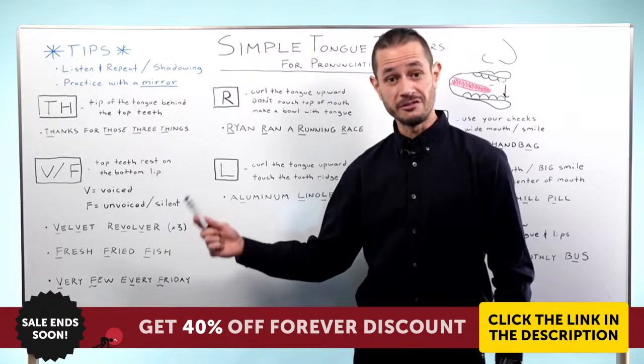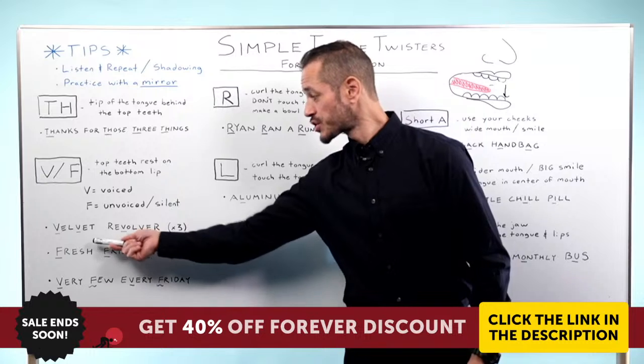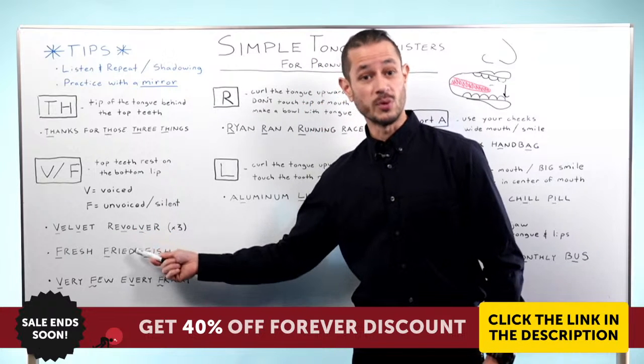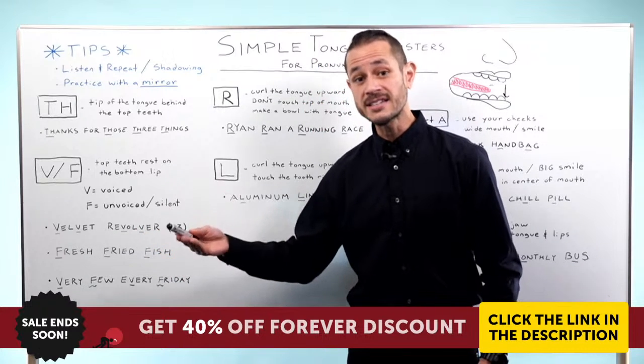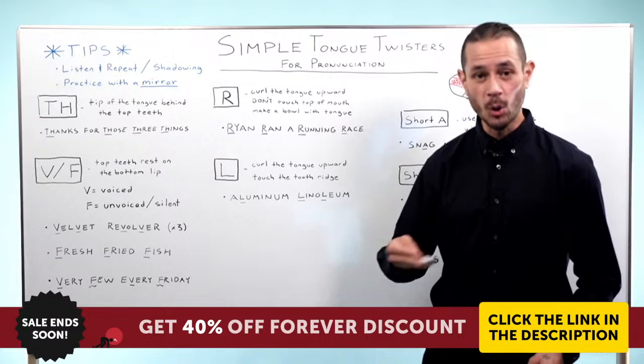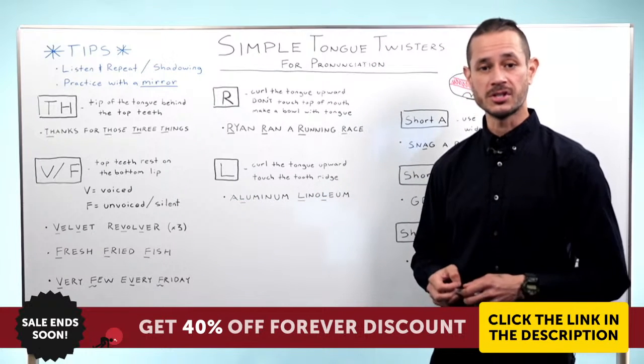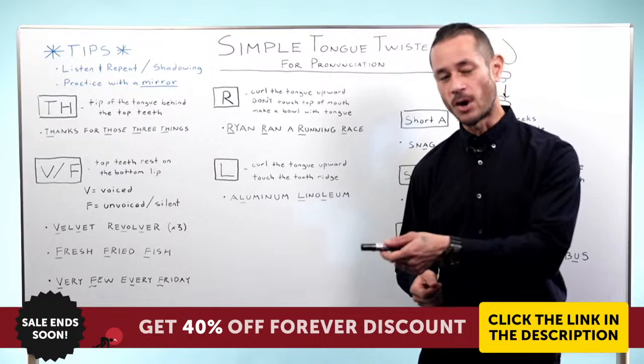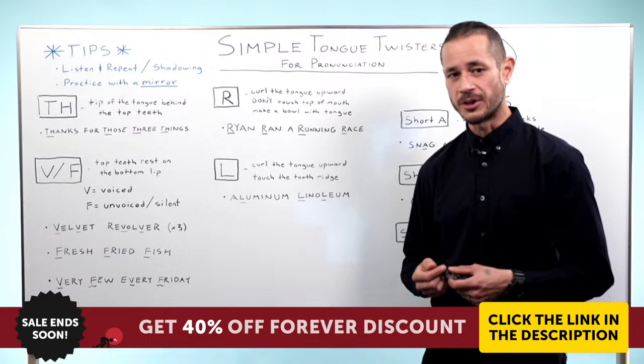So for the letter V, the tongue twister is velvet revolver. Velvet revolver. Try it out. Start slow. Velvet revolver. How does that feel?